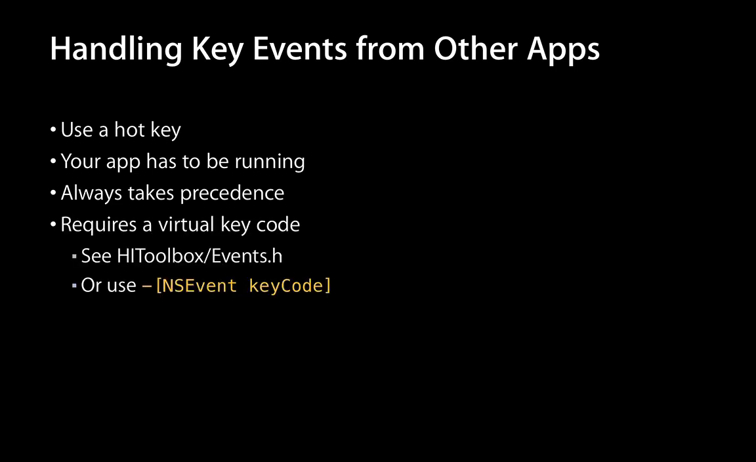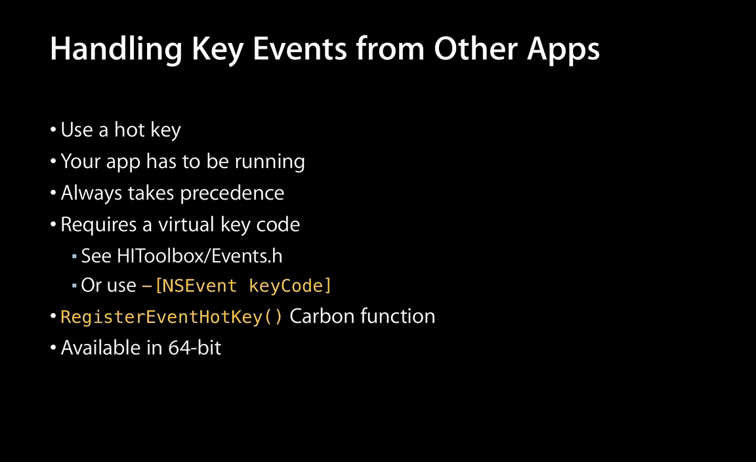This requires a virtual key code, so you can't just pass the string N. You have to pass a virtual key code. You can find many of these in the events.h header in the HIToolbox framework. Another technique is to actually ask the user to type the key event they want to be the hotkey, and then you can pull out the virtual key code from the NSEvent with the keyCode method. Now, to install a hotkey, you use the RegisterEventHotKey function. This is a Carbon function, but unlike many Carbon functions, this one is available in 64-bit, which is nice.